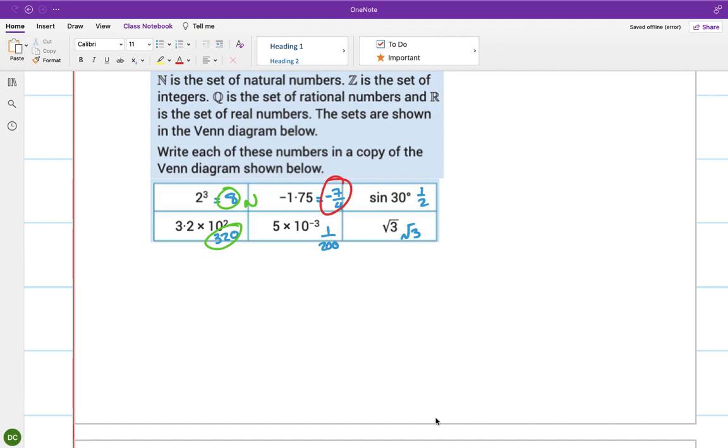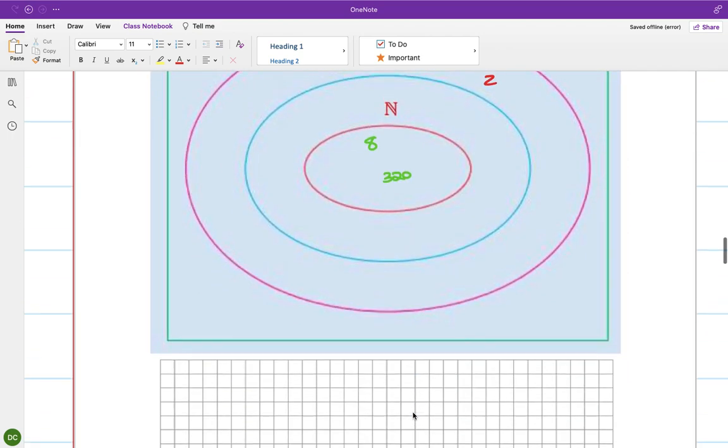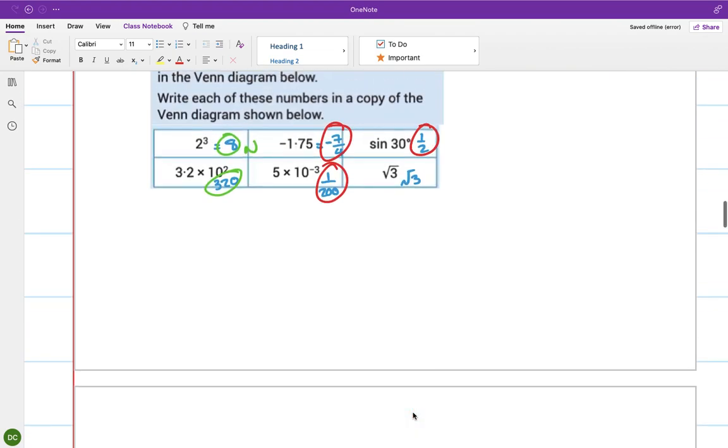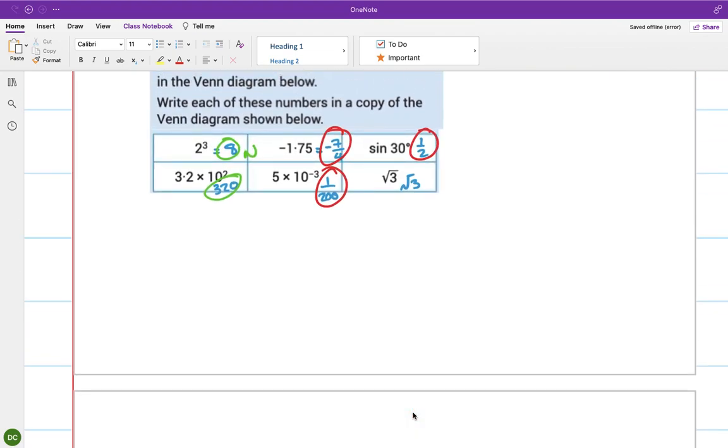This, and this is rational, or they're fractions. So 1 over 200 and a half. Generally speaking, when you put these in, you should put them in using what you were given rather than what you calculated. Do you know what I mean? But it doesn't matter.